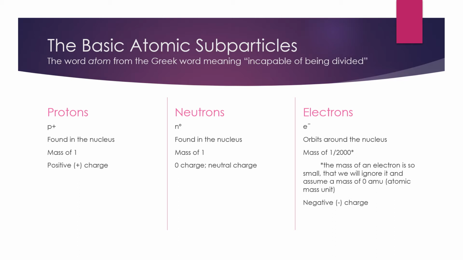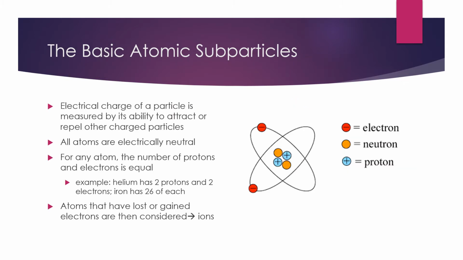Electrons orbit around the nucleus, and the mass of the electron is actually so indiscernible that we just assume it to be 0, and it has a negative charge. Electrical charge of a particle is measured by its ability to attract or repel other charged particles. All atoms are electrically neutral, meaning that they have the same number of protons and electrons, which cancels the charge out. Helium has 2 protons and 2 electrons. Iron has 26 of each.